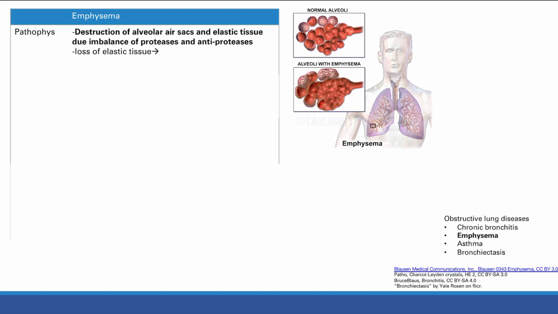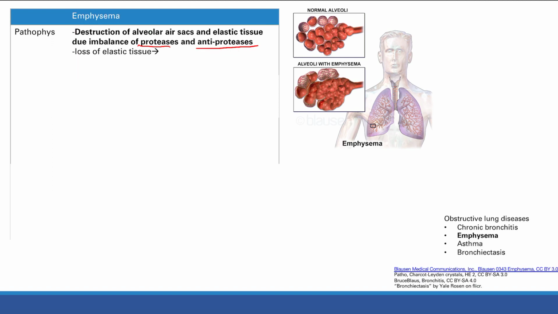Next, we're going to go to emphysema. In emphysema, the problem is destruction of alveolar air sacs and destruction of elastic tissue, and it's due to an imbalance of proteases and anti-proteases. Specifically, the imbalance is with overactivity of proteases. So the proteases are going to chew up all this elastic tissue. You're going to lose elastic tissue.